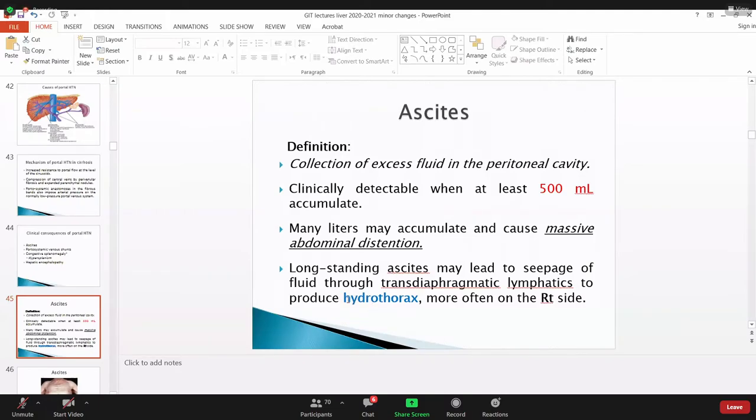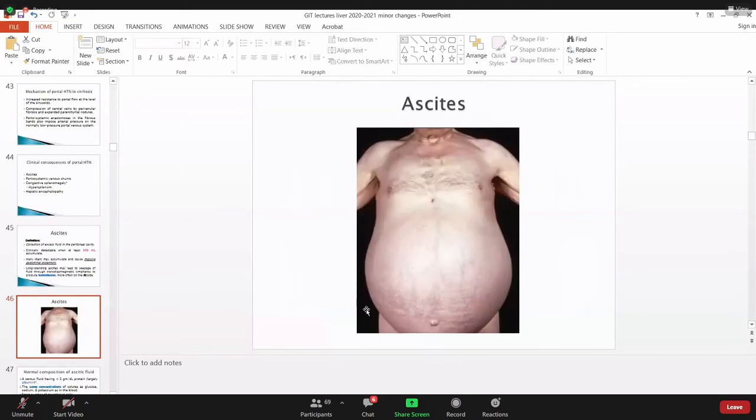Hydrothorax اللي هو collection of fluid around the pleural cavity. Okay, نسميها hydrothorax. فالascites in severe cases ممكن تكون complicated by hydrothorax. والناس اللي عندهم hydrothorax بيجوا ب very bad shortness of breath, difficulty in breathing. هاي شكل الاسcites زي ما حكينا.